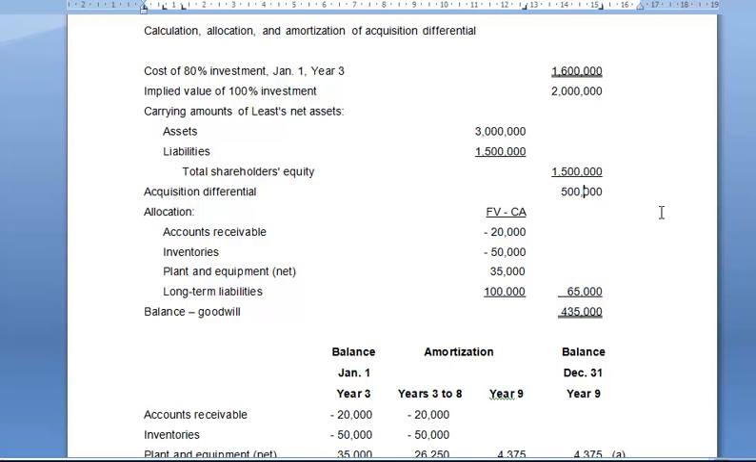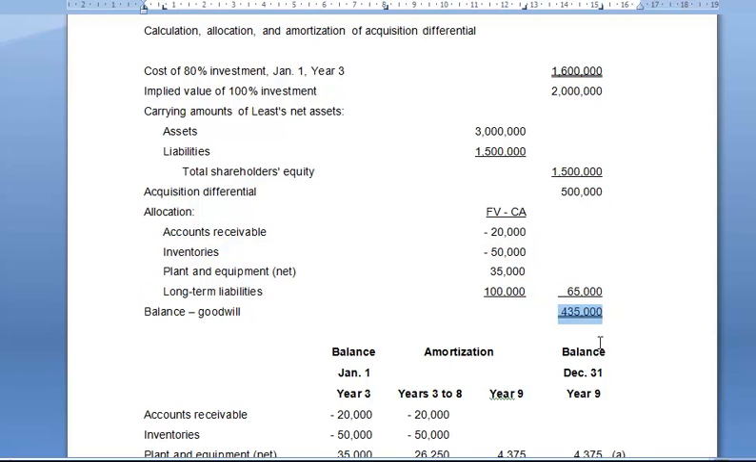So if we compare that to the reason we paid $500,000 more than we got in carrying value, we can see that the difference, the unallocated acquisition differential, because we've allocated 65 right here, right? We've got goodwill of $435,000.